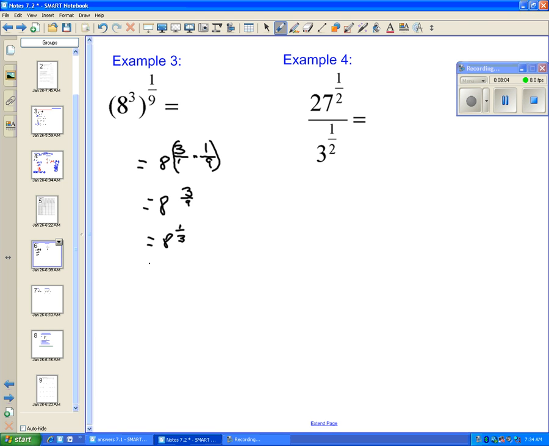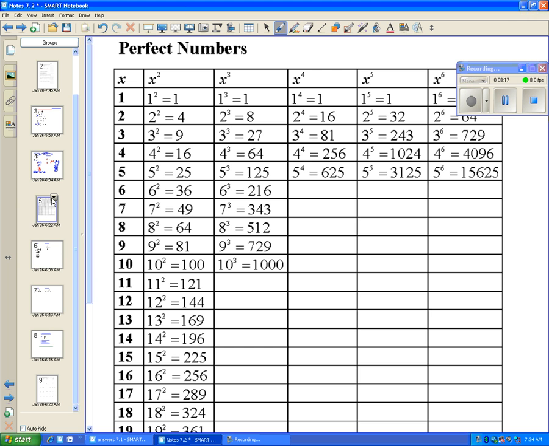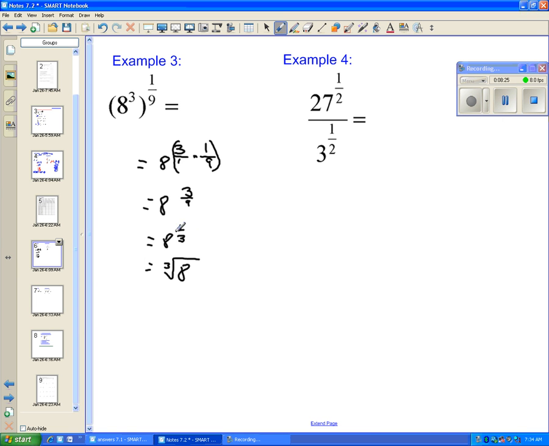Well, what's that? That's the same thing as the cube root of 8. So the 1/3 power, or the cube root of 8, asks what number times itself 3 times is 8. I can go to my handy dandy form, look under my cubes. Oh, 2 to the 3rd power is 8. So the cube root, or the 1/3 power of 8, is 2. And that's my answer.